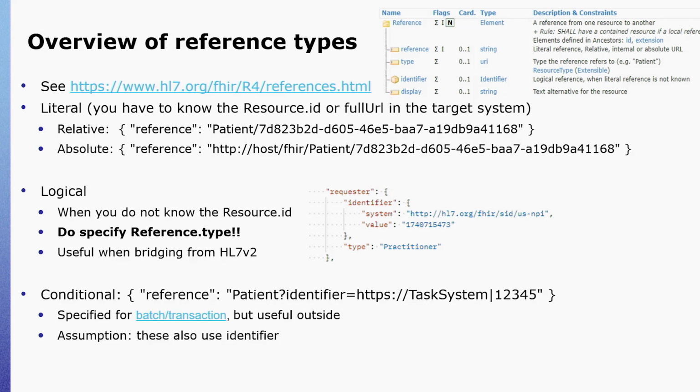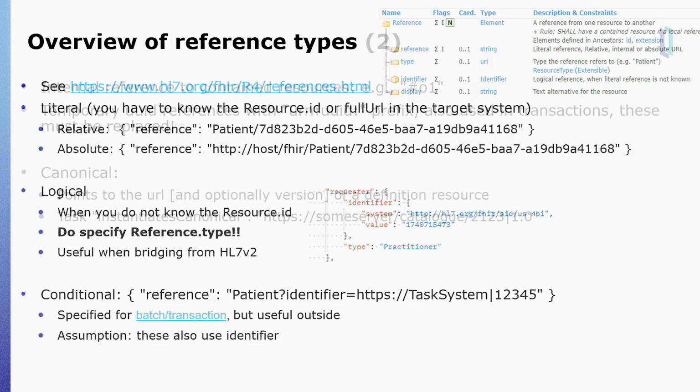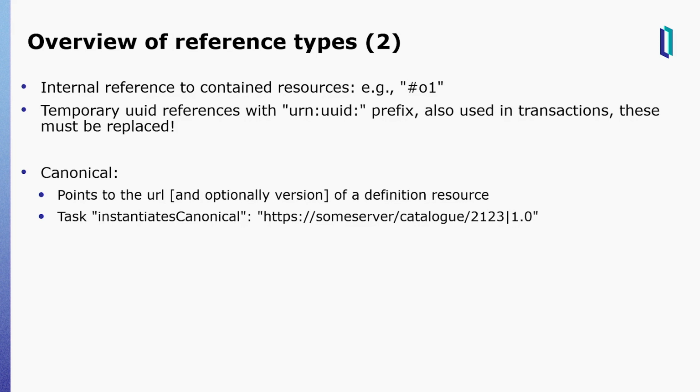Another type of reference is the conditional reference, which is, according to the specification, intended to be used in transaction bundles, but it's actually convenient also in other cases. So we have added support for that as well here. There's even more types of references, to just be complete. There's internal references to contained resources, which start with a hash and then the ID of the contained resource. You may see temporary UID references within a bundle. Those are replaced when the resources are processed.